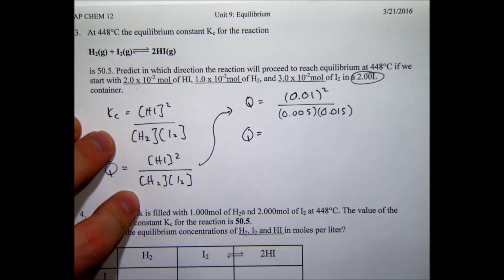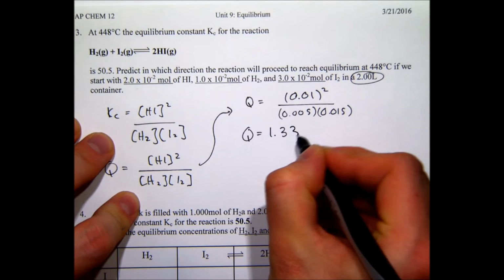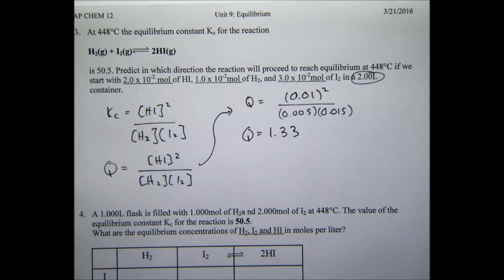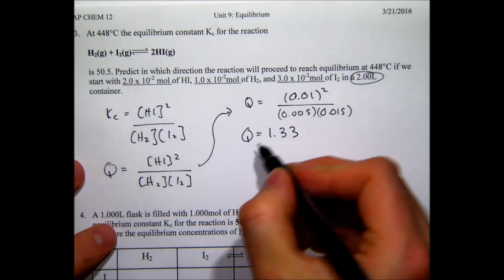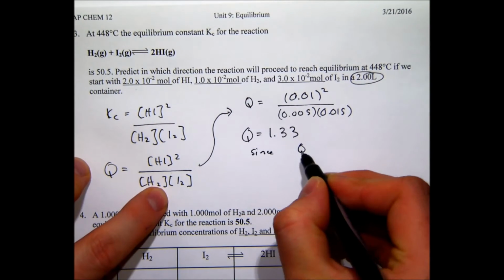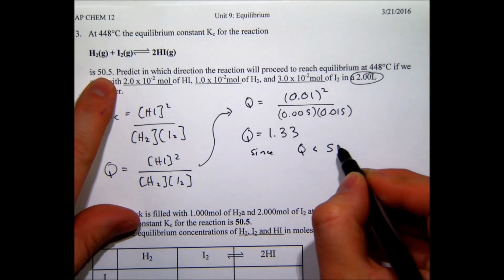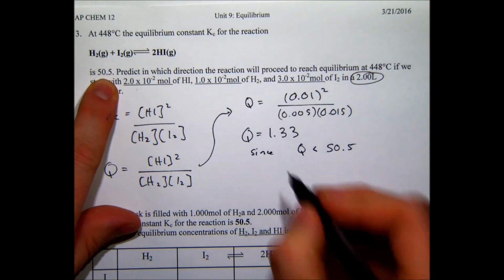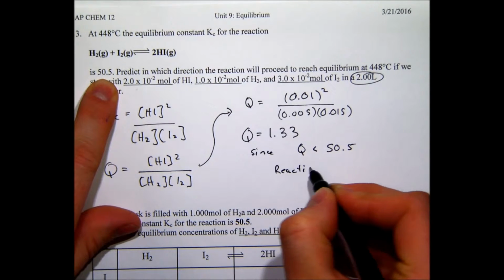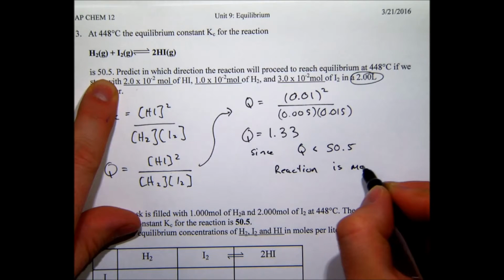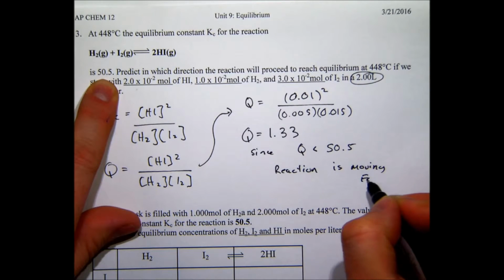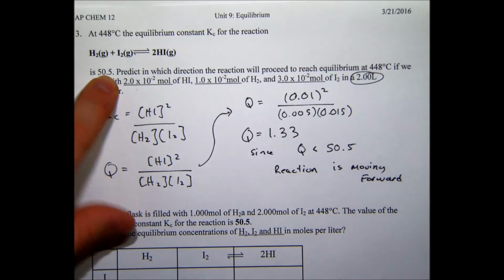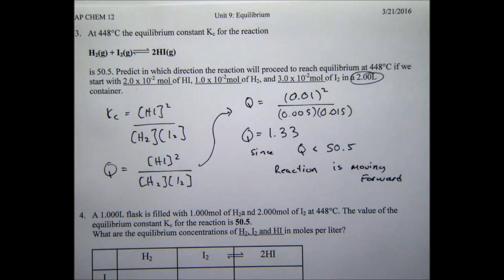Q is then equal to 1.33 when you do that calculation. So since Q is less than 50.5, the value that we were given, the reaction is moving forward. In other words, towards products. And that's how we use Q. We can use Q at any time, whether we need to know if we are at equilibrium or if we're moving towards equilibrium.